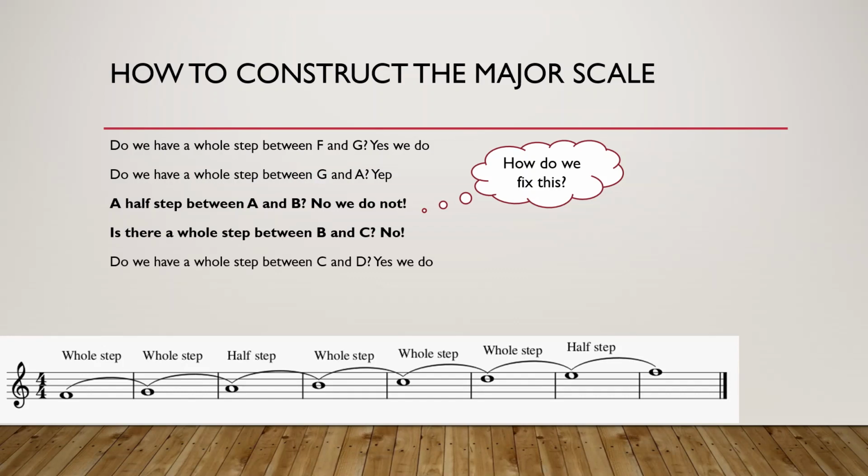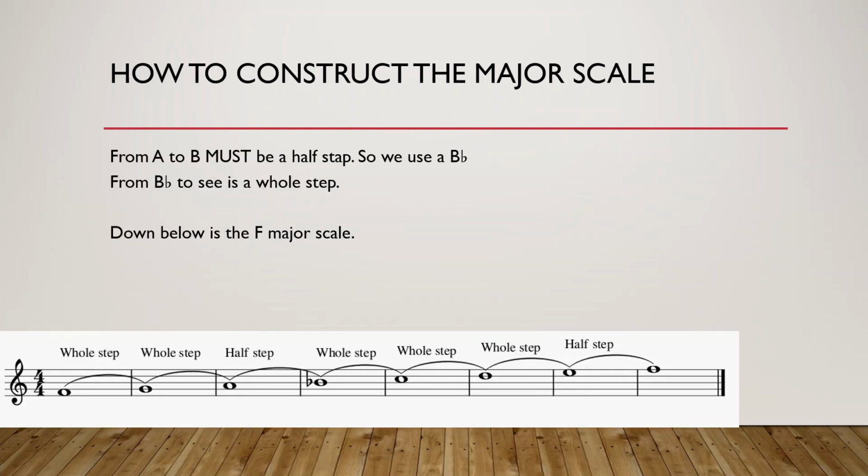A whole step between C and D? Yes. C, D flat, D, or C, C sharp, D. Two small steps makes a whole step. Between D and E is a whole step? Yes. And a half step between E and F we have, because between E and F is no black key. Very important to remember. Now we need to fix, because from A to B must be a half step, so we use a B flat instead. Because from A to B flat is a half step, and from B flat to C is a whole step. So F, G, A, B flat, C, D, E, F is the F major scale.